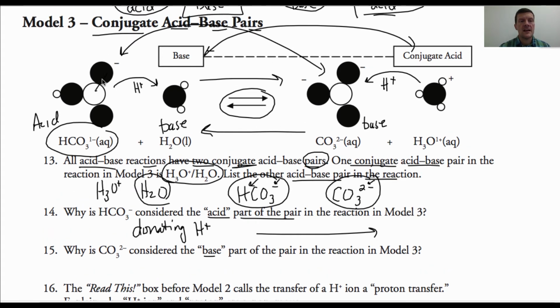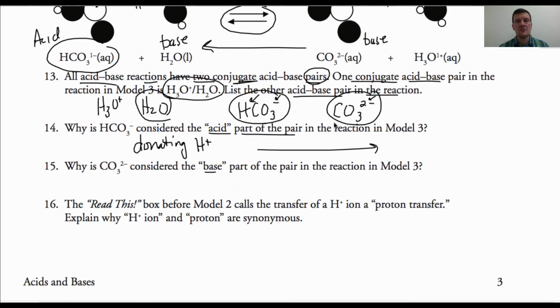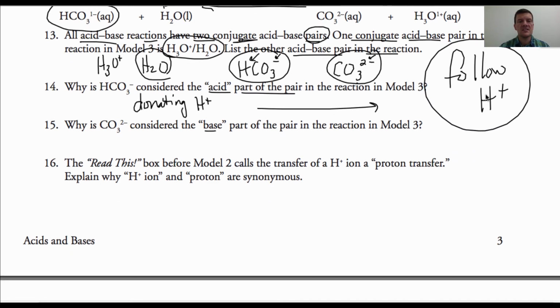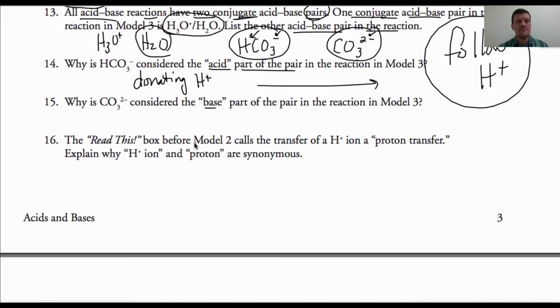Alright? So acid, conjugate base, base, conjugate acid, they're always paired up, and I'm going to emphasize this again, just follow the H plus. That is going to tell you who is who. Acid always donates H plus, base always accepts it. Okay?